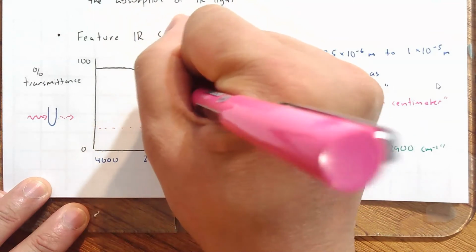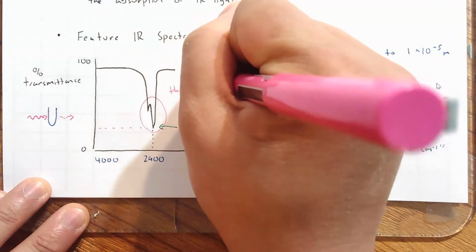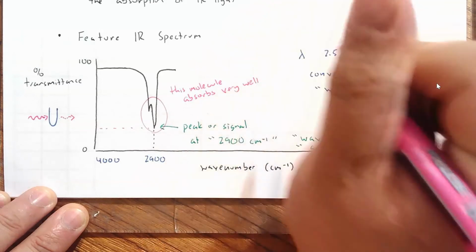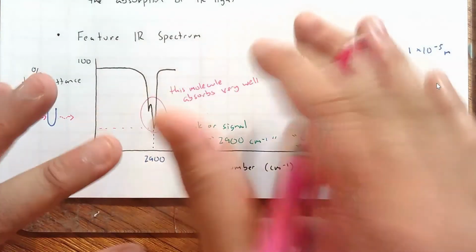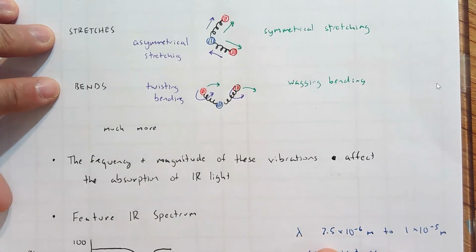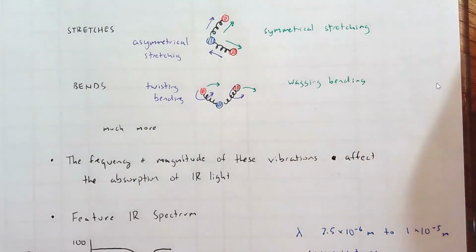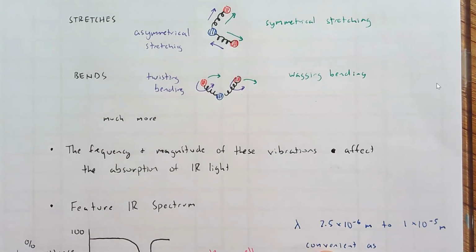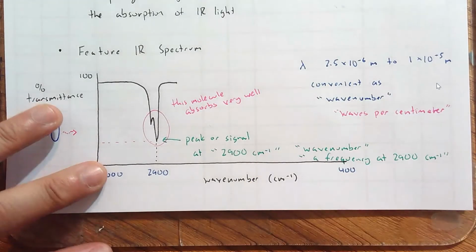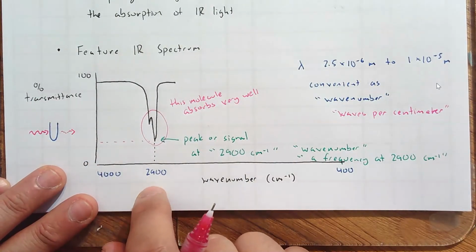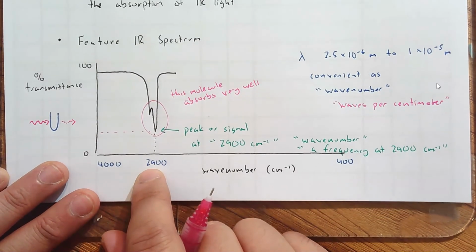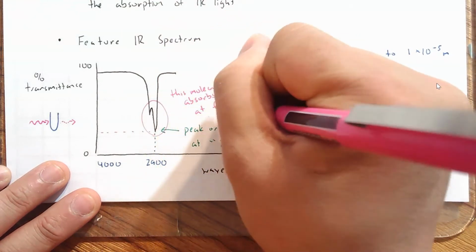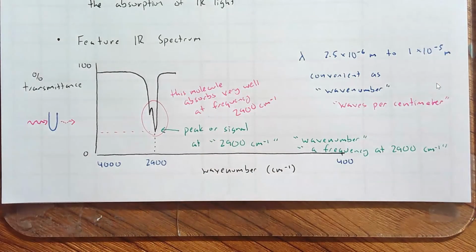So this molecule absorbs very well. And why is it absorbing? It's because it has these vibrations. It has these stretches and bends. That's the physical manifestation of these movements. It's an absorption of light, and it's specifically IR light. Where? IR light at 2900 inverse centimeter, at frequency 2900 inverse centimeter.